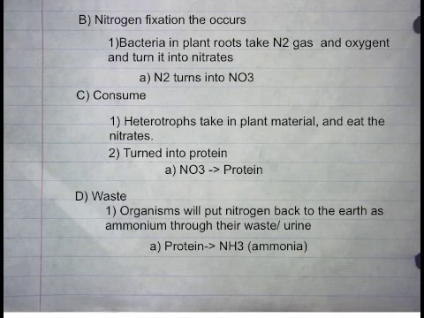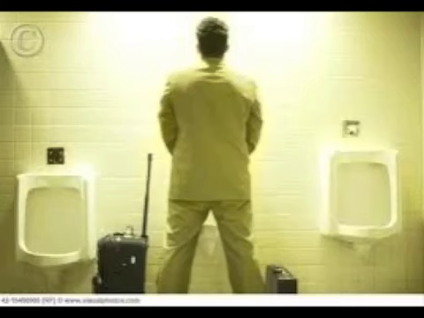Waste. Organisms will put nitrogen back into the earth as ammonium through their waste and urine. Protein turns into NH3, or ammonium. When humans urinate, it's the expulsion of unused nitrogen back out into the system. This is in the form of ammonium, which is a foul-smelling liquid composed of nitrogen and hydrogen.